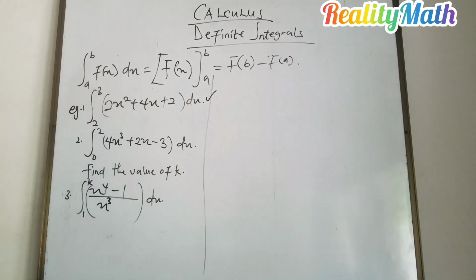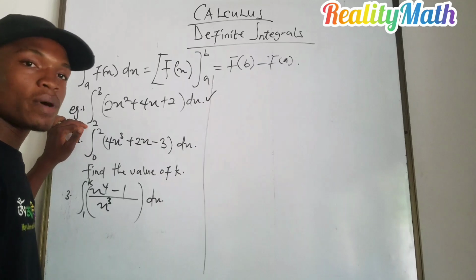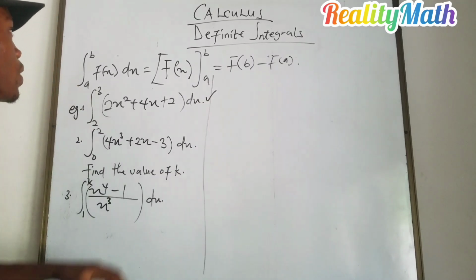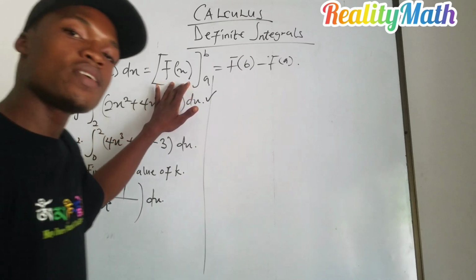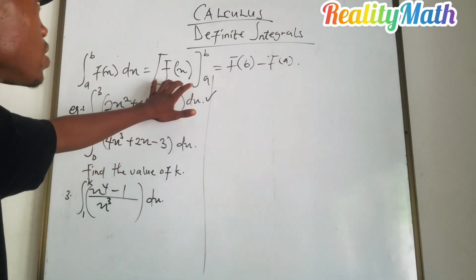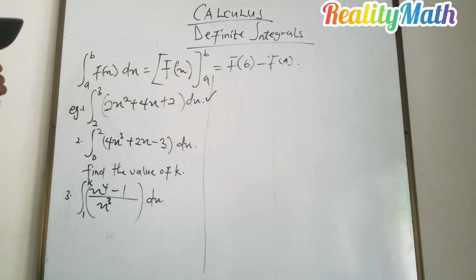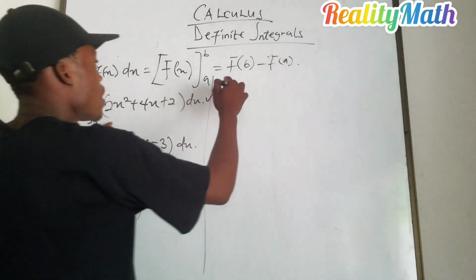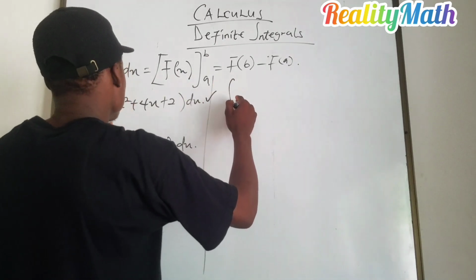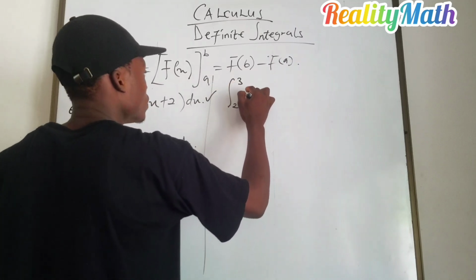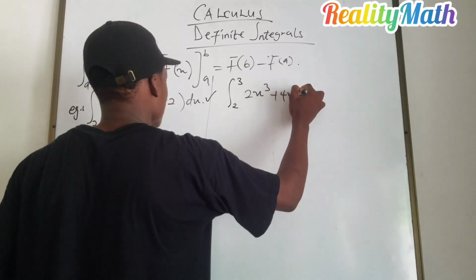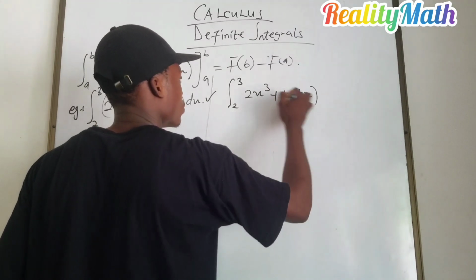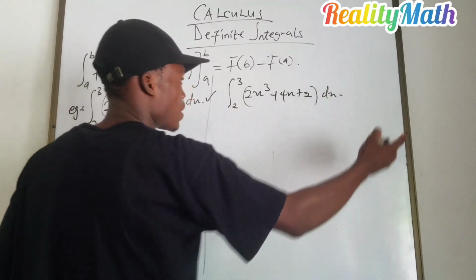Evaluate this. The lower limit is 2 and the upper limit is 3. So what do we have? We have to integrate the function first. Integrating the function first gives the capital F of x. So when we integrate this, what are we going to have? Let's say 2x cubed plus 4x plus 2 dx. That's the question.